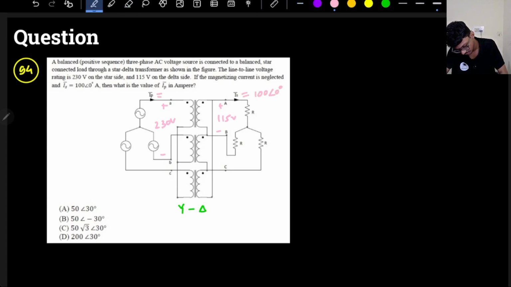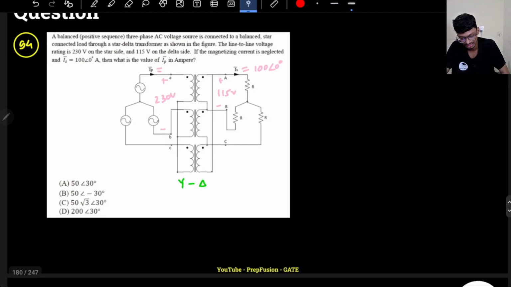What are they asking then? They are asking for the value of the IP current. So actually this is a good question. I know IS, what will be the value of IP? IS and IP also will follow the same relation, right?